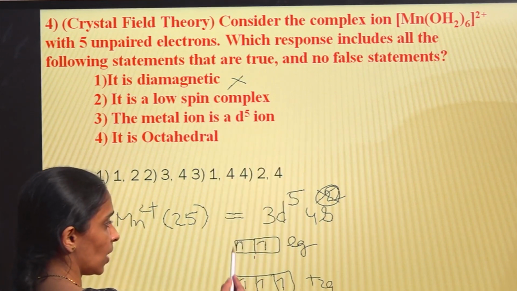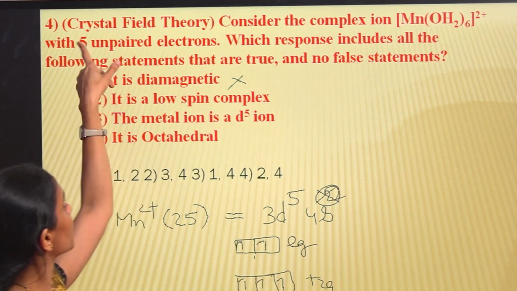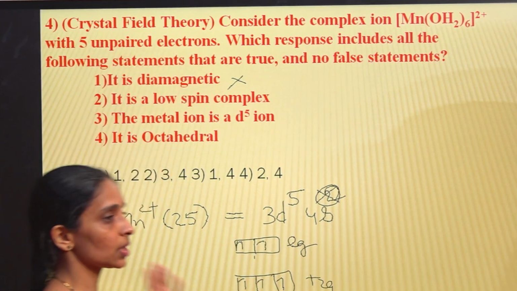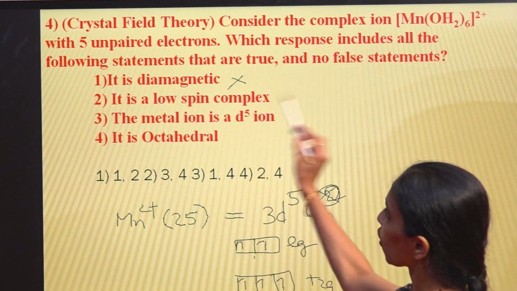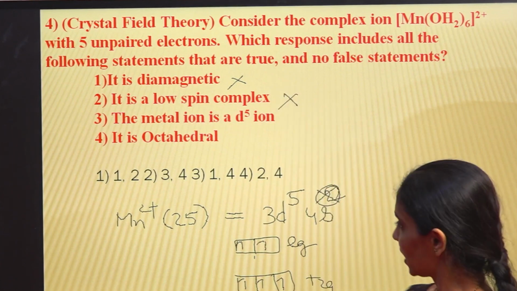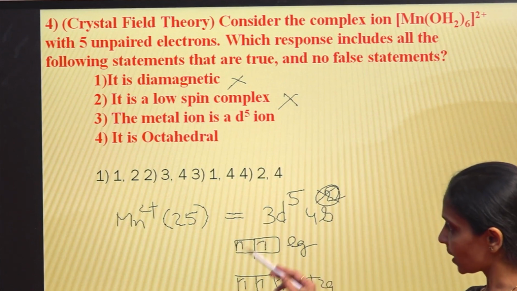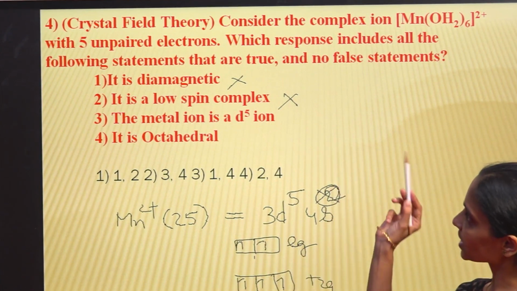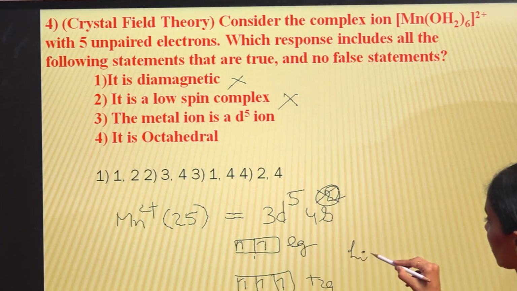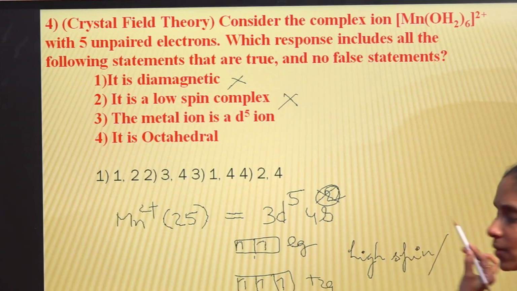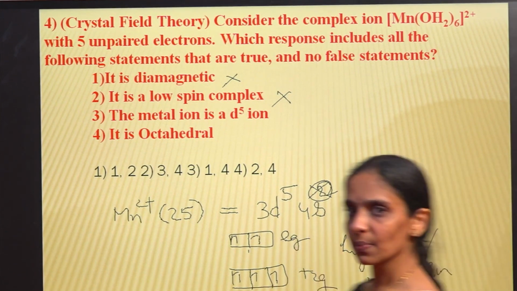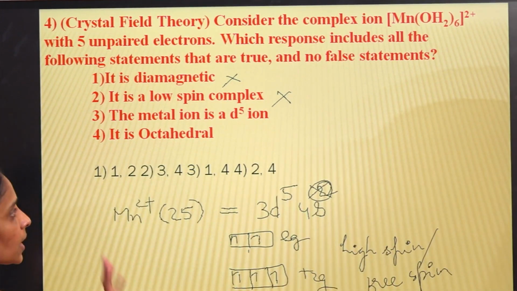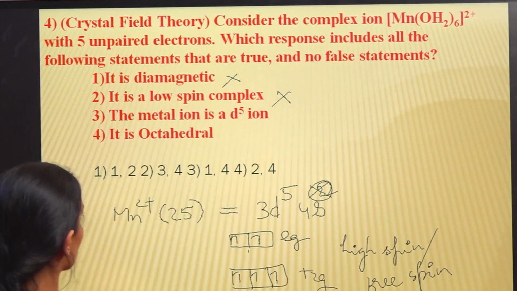Why? Because you have all the 5 unpaired electrons. So, the complex ought to be paramagnetic. It is not diamagnetic. It is a low spin complex. That is also wrong. Because of the presence of 5 unpaired electrons, the complex is a high spin complex. If all are unpaired electrons, the complex becomes high spin, or you can also call it free spin, is it not? So the second statement is also wrong.